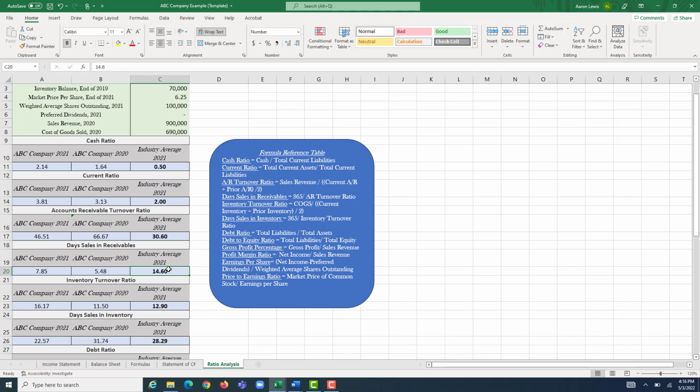So we're very solvent. We have more than enough on hand to cover the debt which we have due upcoming. We're also very good compared to the industry at selling inventory quickly and collecting on the receivable that comes from that sale equally as quickly. So we're just really good at making sure we have cash in hand, which is a good spot for ABC company to be in.